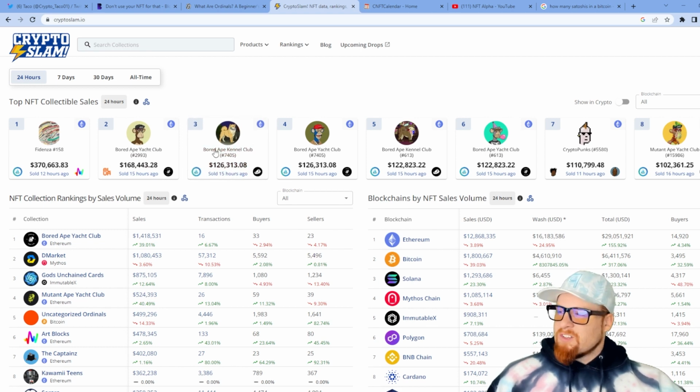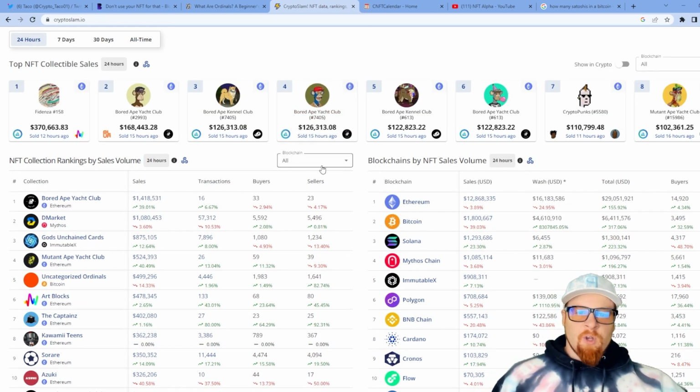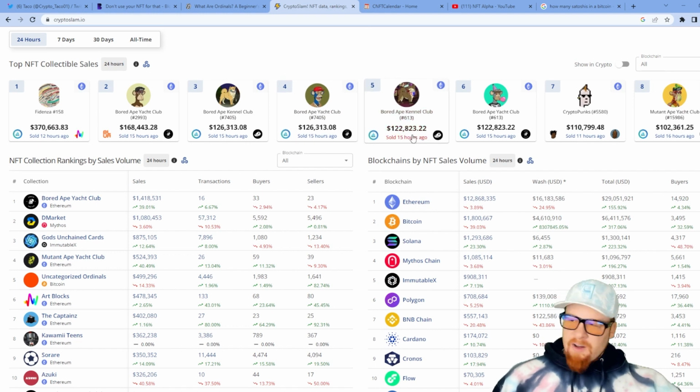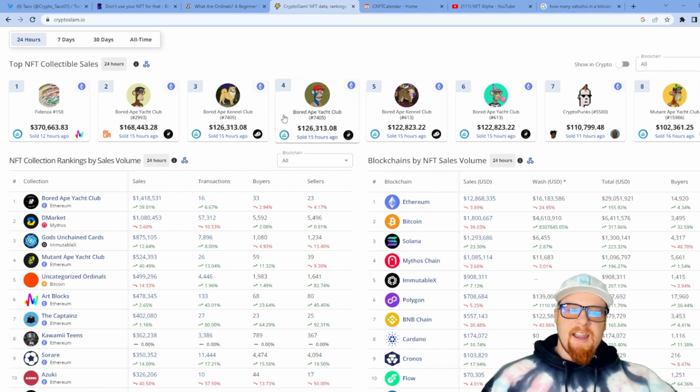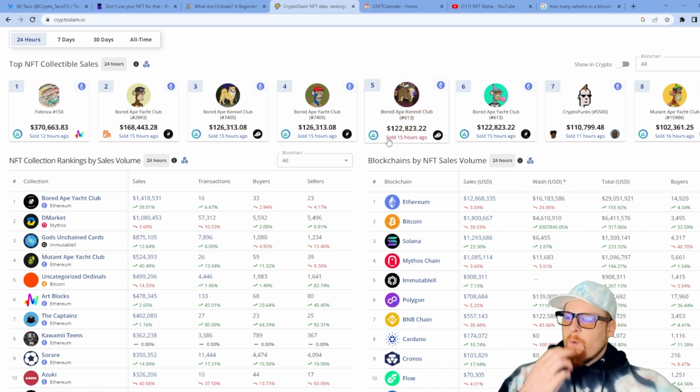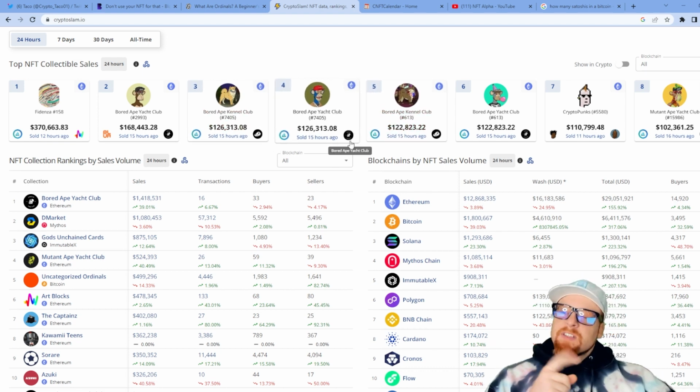I wonder what's so special about this one. Another Bored Ape sold for 126K. Another Kennel for 122K. These are the biggest Kennel sales I've seen in a long time. I wonder if somebody knows something. Maybe something to keep an eye on.